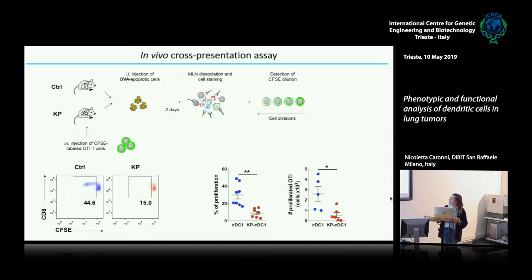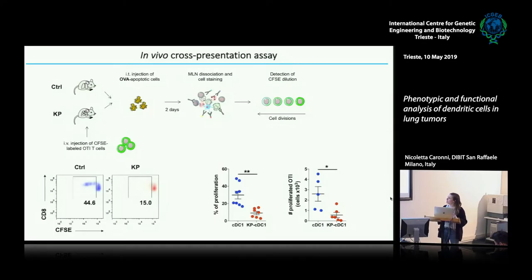So we injected the OT1 cells, we injected intratracheally apoptotic cells, and then we went to the lymph node 2 days after the injection, in order to see if there are T cells that had proliferated, because if these cells went to the lung, they should be eaten by the dendritic cells, and if the dendritic cells work fine, they will go to the draining lymph node, that is the mediastinal lymph node, and there they activate T cells. So we looked at the lymph node and we looked for the cell division.